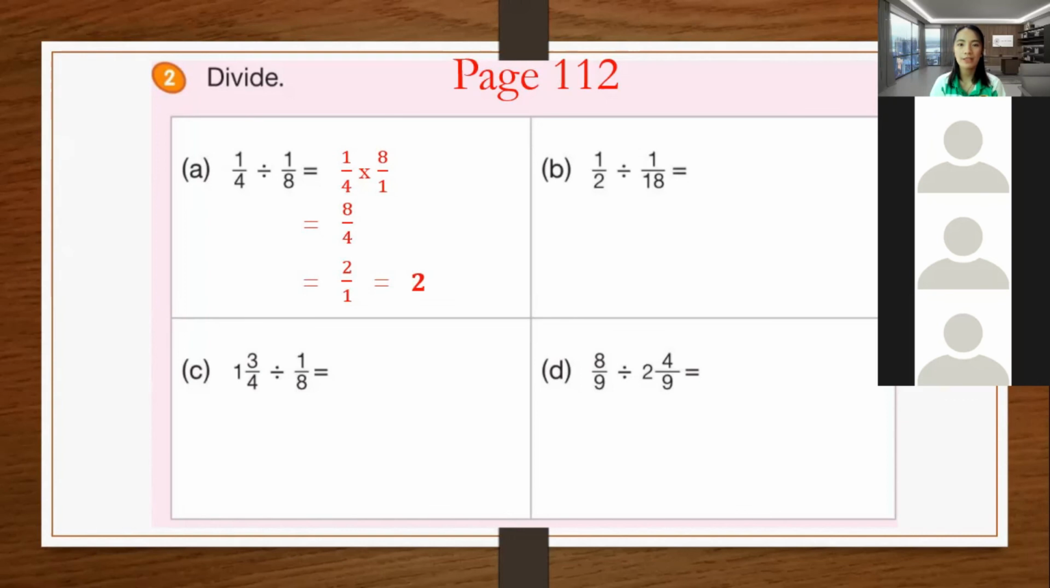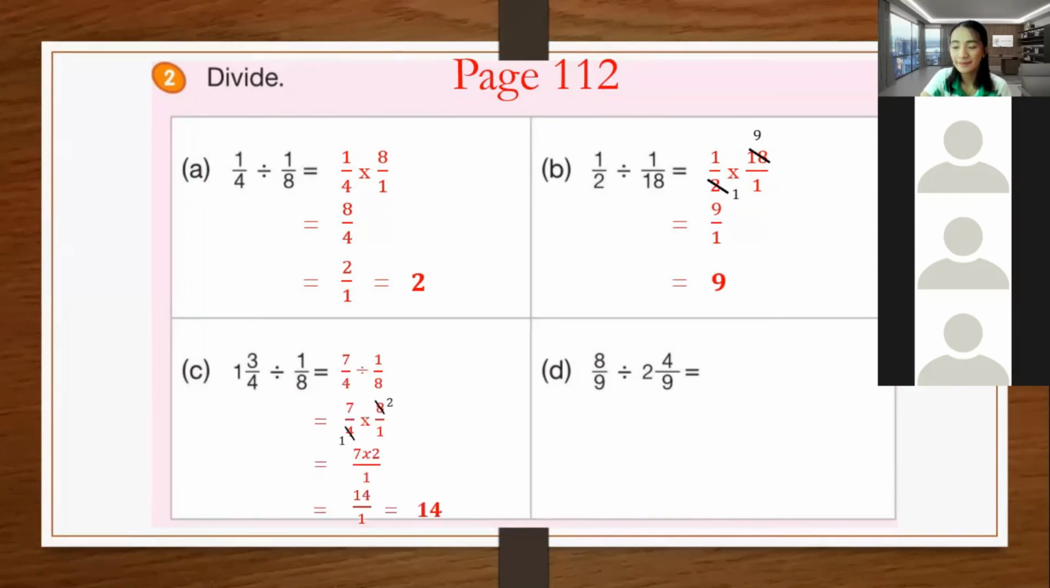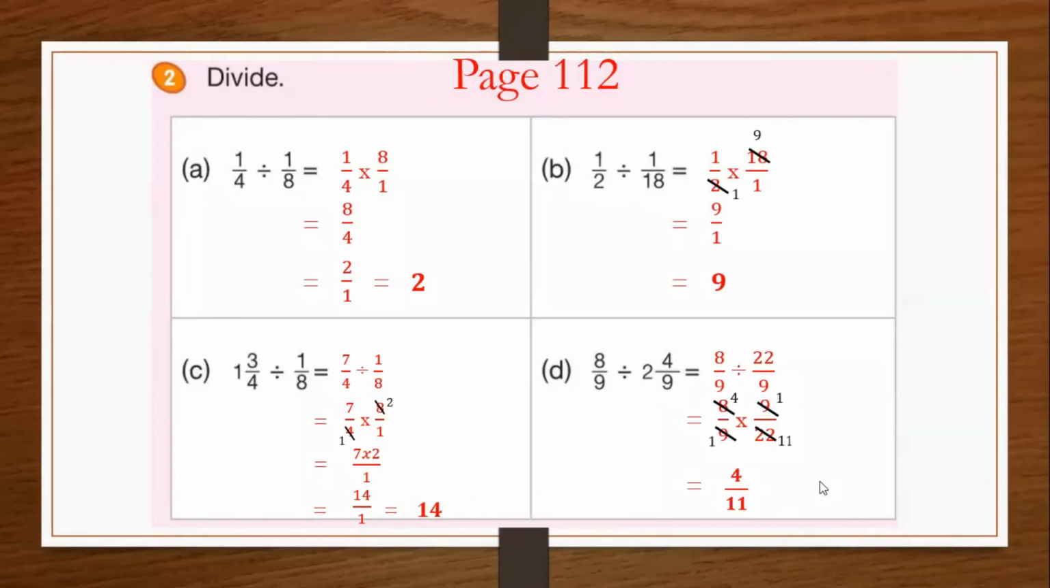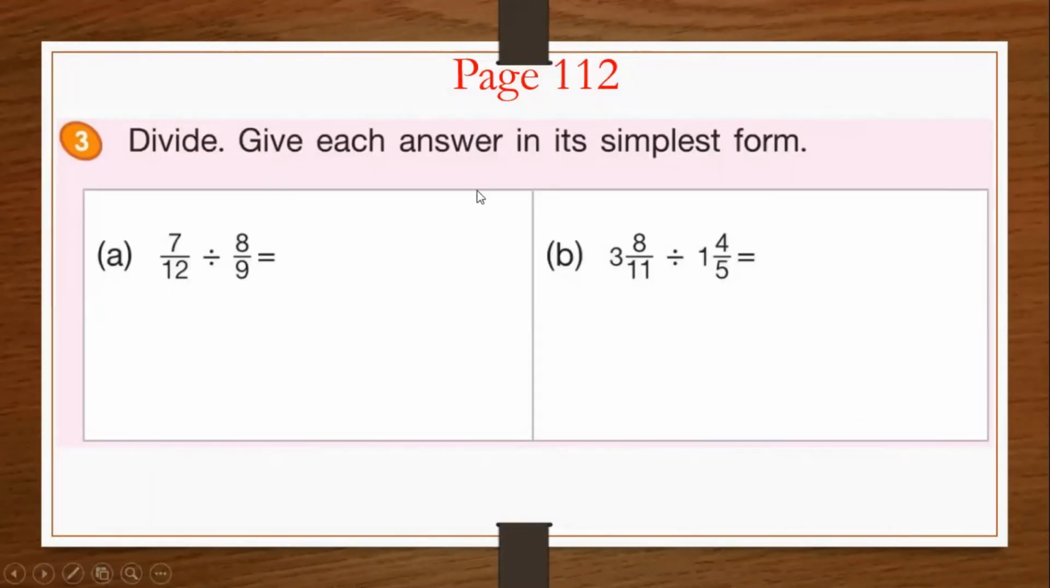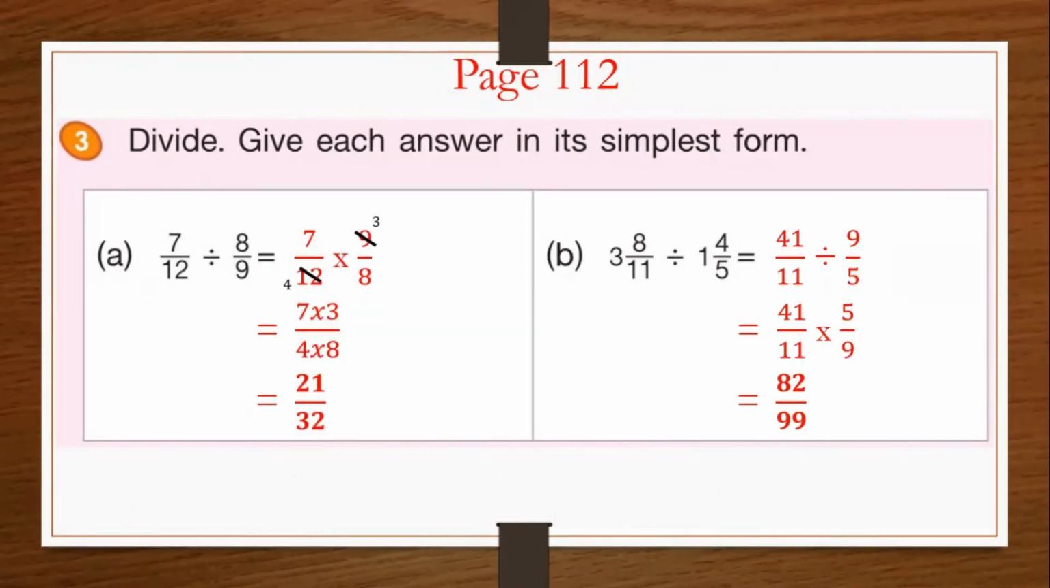Very good. What's your answer for letter B? 9 over 1, or 9. Very good. How about letter C? 14 over 1, or 14. Very good. And letter D? 4 over 11. Let's go to number 3. What's your answer for letter A? 21 over 32. Very good. Letter B. The correct answer is 82 over 99.